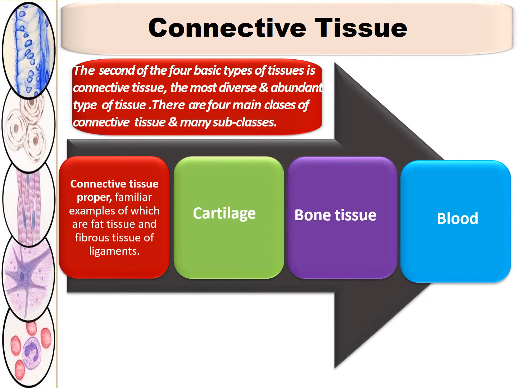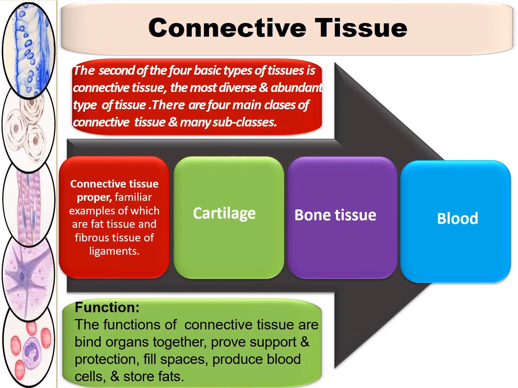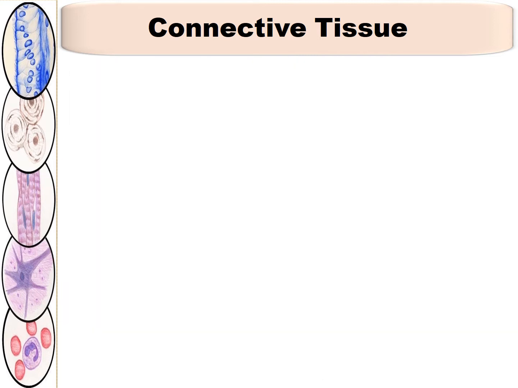Then the functions subserved by the connective tissue: it functions in binding organs together, and it provides support and protection. Also, the connective tissue fills the spaces and produces blood cells. And in addition to this, the connective tissue stores fats.